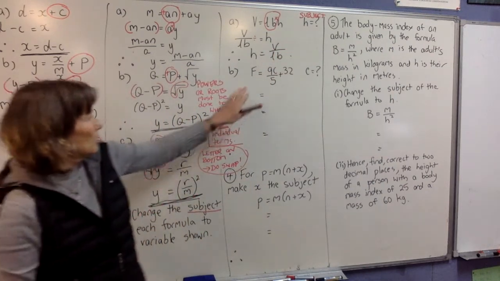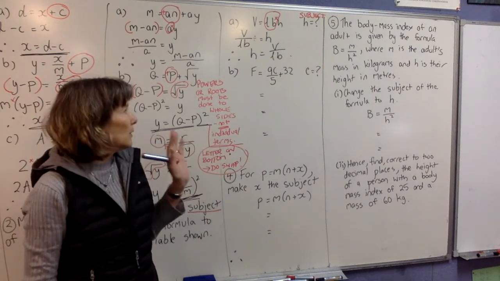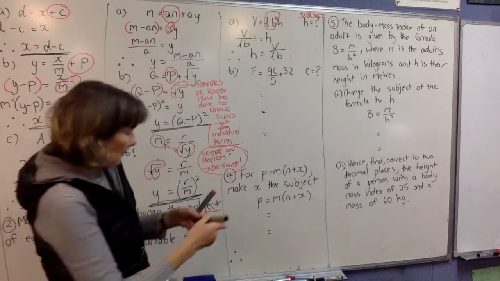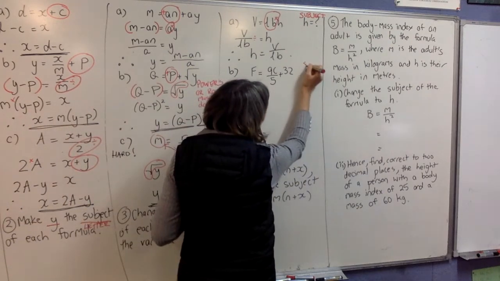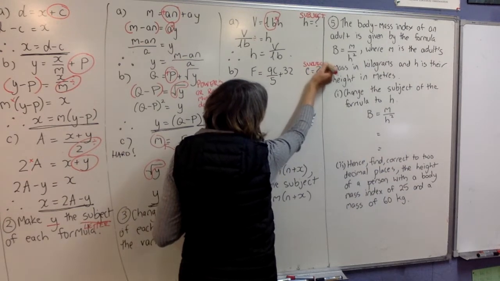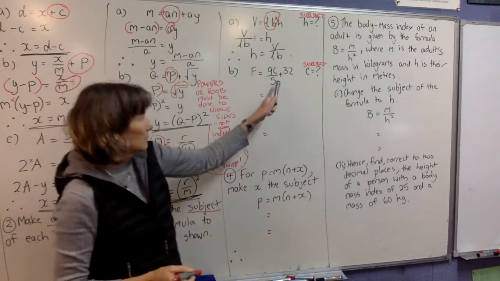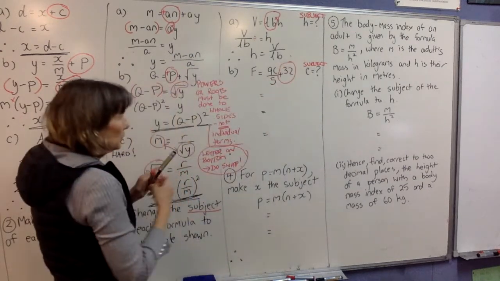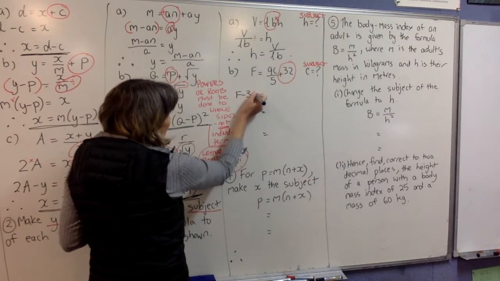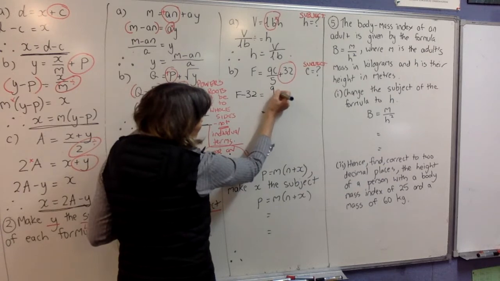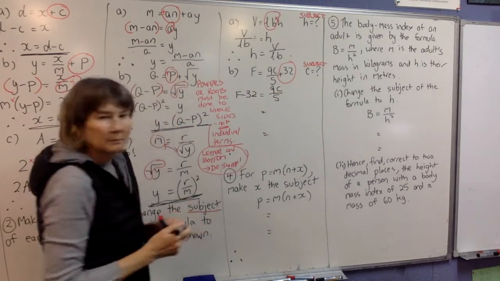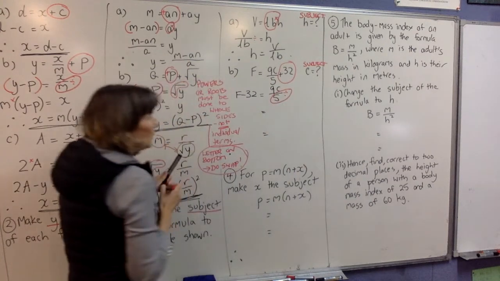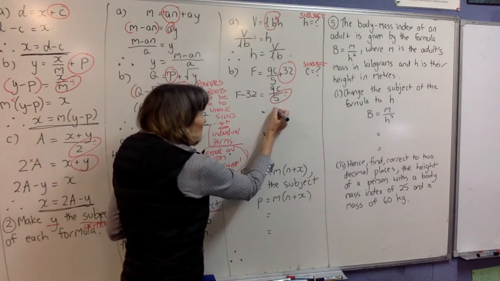All right, looking at the next one, we've seen this before. This is a formula that changes temperatures from degrees Celsius to degrees Fahrenheit and vice versa. They want you to make C the subject. So C will be our letter, and it's going to be on its own in the end. So the first thing I'm getting rid of is the plus 32. So let's come over here and minus the 32. I'm left over here with 9C over 5. Now the next thing I'm getting rid of is the divided by 5. So I'm going to come over here and multiply by 5.